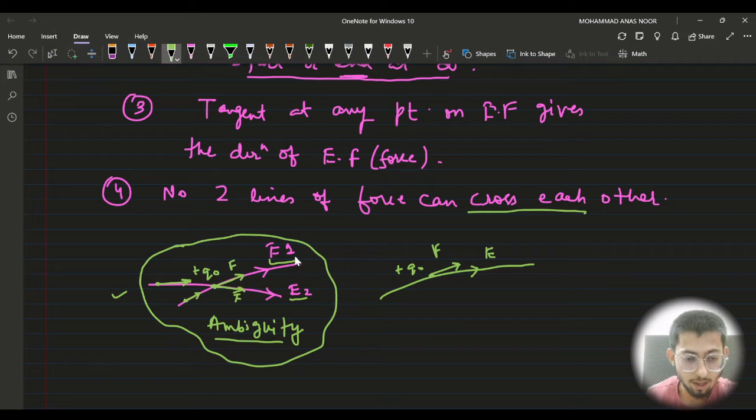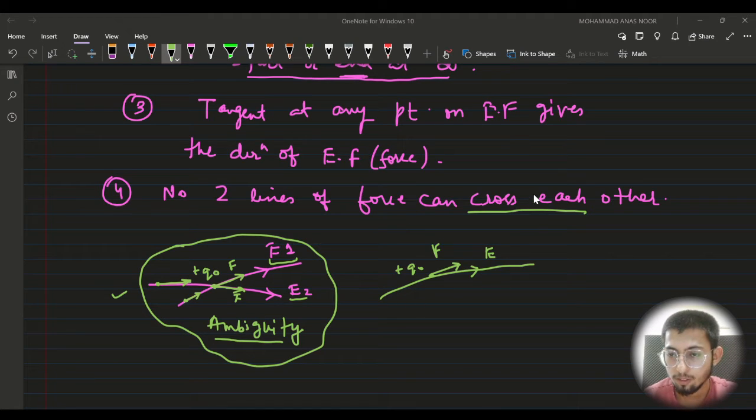That means the electric field lines cannot cross each other like this, only because of this thing that happened. If two electric field lines cross each other, we cannot find the direction correctly. We cannot find in which way the charge would move. This itself is wrong. That's why we say that they cannot cross each other.